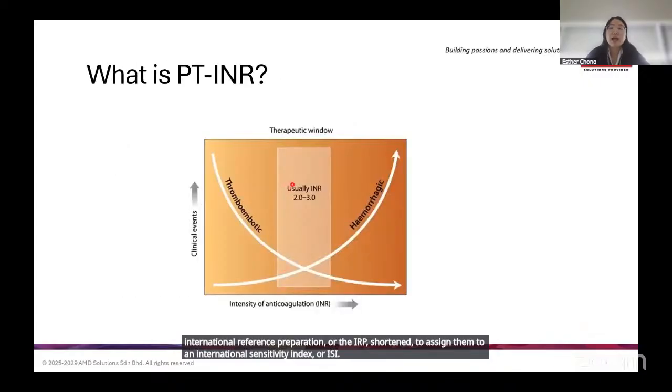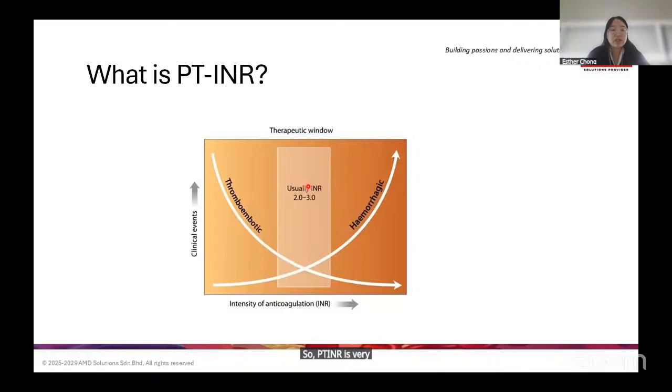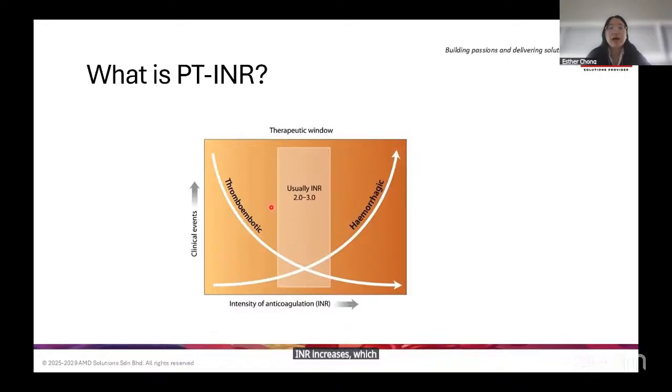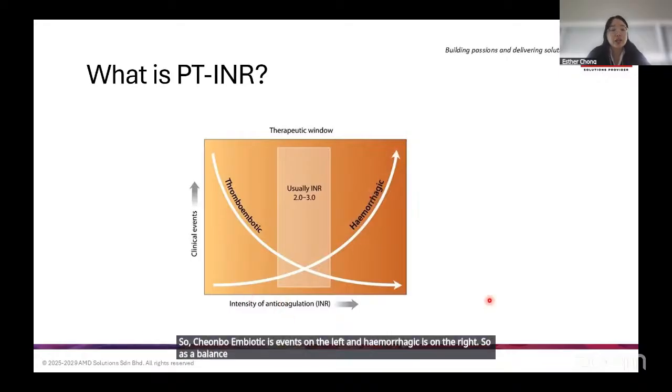So PT-INR is very important to monitor patients who are taking warfarin and anticoagulation medicine, especially because the INR increases, which means the blood will take more time to coagulate. So thromboembolic events are on the left, and hemorrhagic is on the right. So as a balance, as INR increases, the clotting decreases.